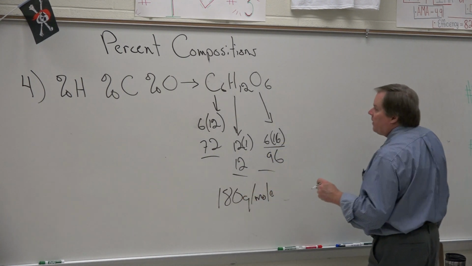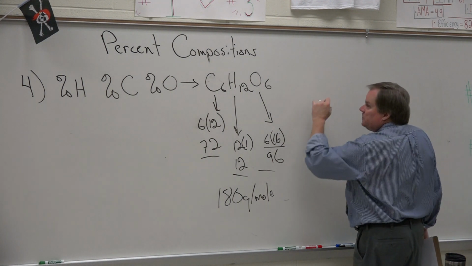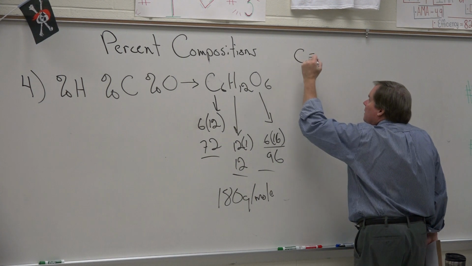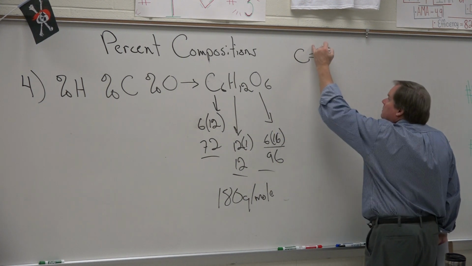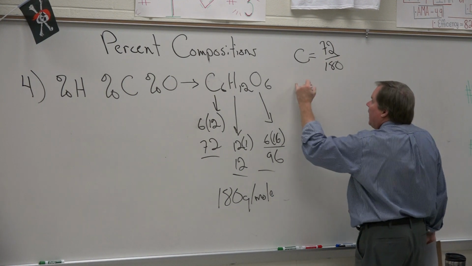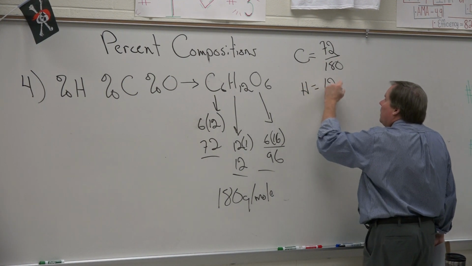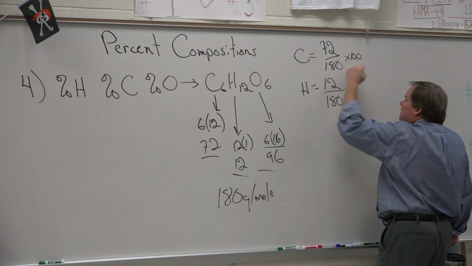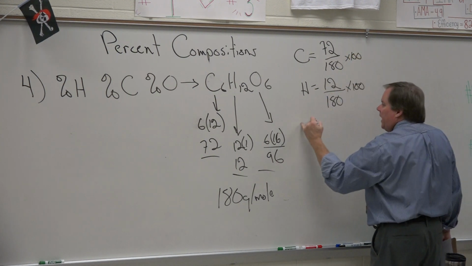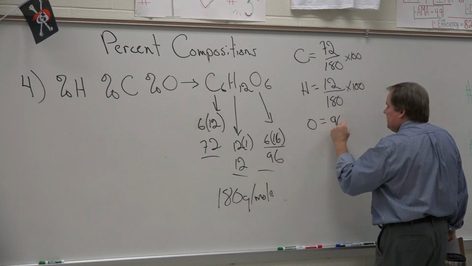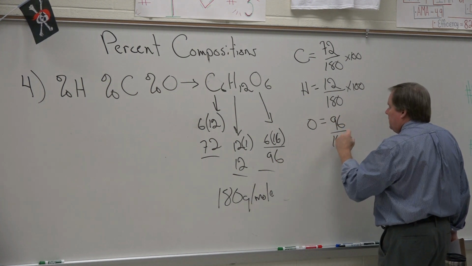All right, by now you probably already started setting up your ratios. Our carbon is 72 over 180. Our hydrogen, 12 over 180. And don't forget times 100%. And then our oxygen, once again, the heavyweight, 96 over 180.